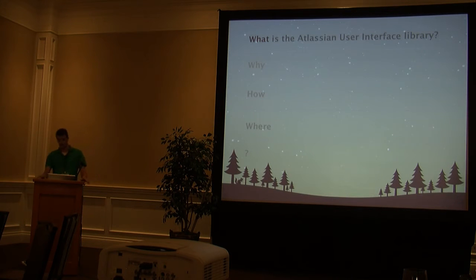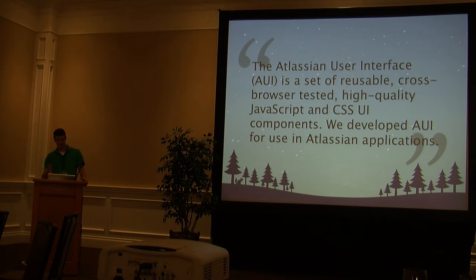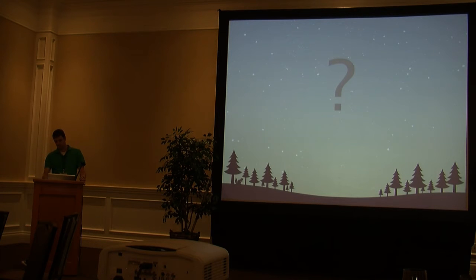So what is the Atlassian User Interface Library? This is why I say AUI, because I can't always get it all out. This is taken off of our developer documentation on confluence.atlassian.com: reusable, cross-browser tested JavaScript and CSS components. We built it for, obviously, our applications. What does that really mean? I like to think that it means less work, more awesome.